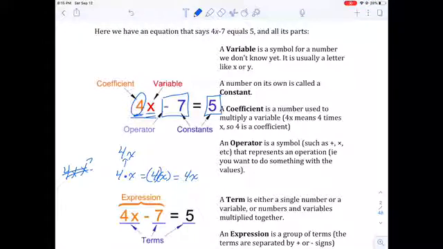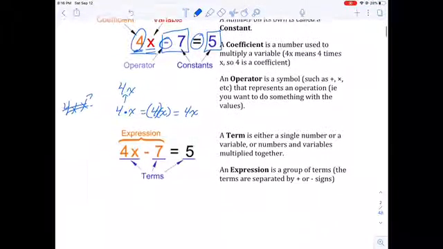An operator is a symbol such as plus, minus, times, divide that represents something you want to do with the values in an equation. So for example here, this is minus, that's an operation, okay? Equals, that indicates that this is an equation and both sides are equal.